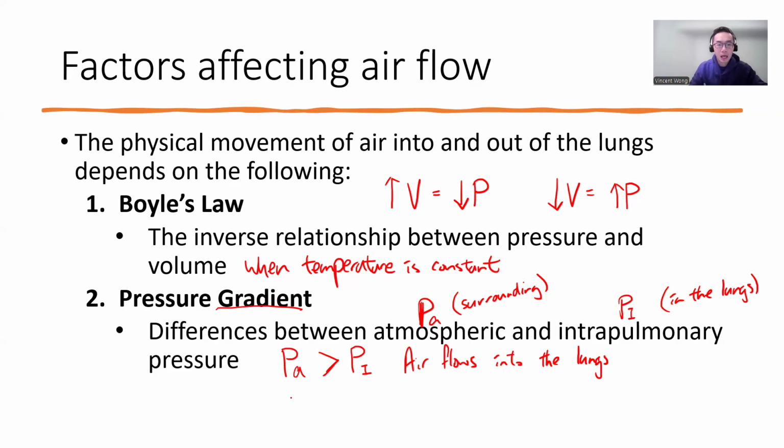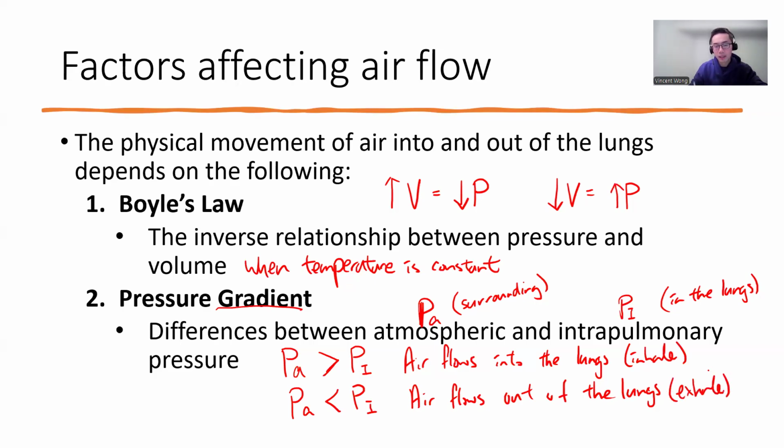Breathing in. On the other hand, if atmospheric pressure is less than pulmonary pressure, then air flows out of the lungs. So the first one would be inhale, breathing in. This would be exhale. So in order to breathe, your body has to either make the pressure in the lungs lower than the outside for breathing in, or it has to make the pressure higher than the outside in order for you to breathe out. And we're going to look at how that's going to happen. So these two things affect the direction of airflow: Boyle's law and pressure gradient.